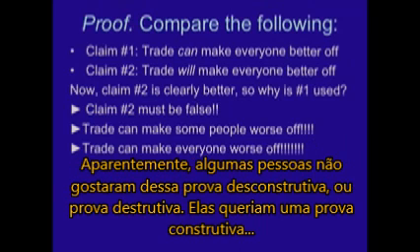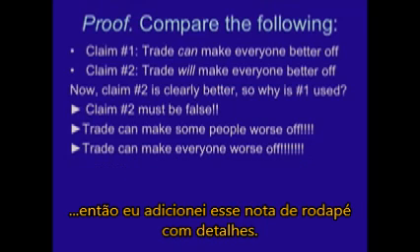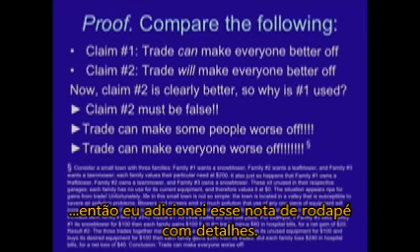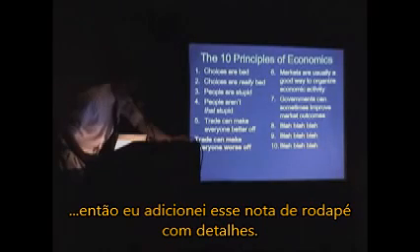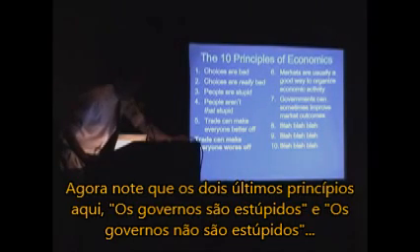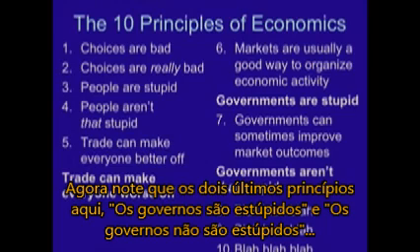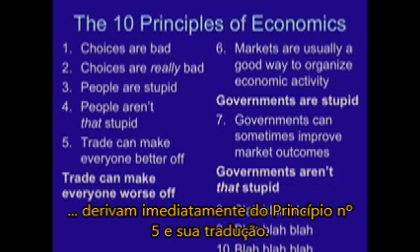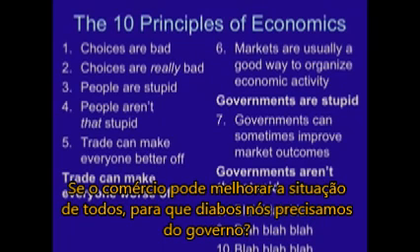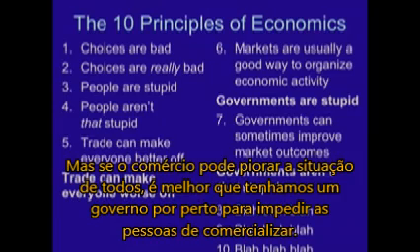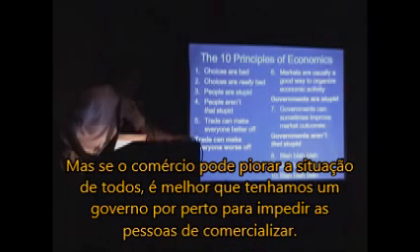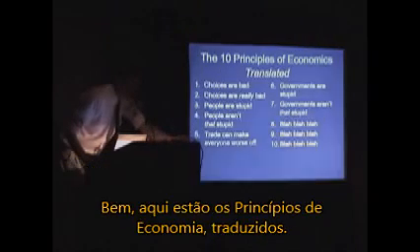Some people apparently didn't like this deconstructive proof or destructive proof. They wanted a constructive proof, so I added this footnote. There are the details. Now notice the final two here, governments are stupid, governments aren't that stupid, follow immediately from principle 5 and its translation. If trade can make everyone better off, what the heck do we need government for? But if trade can make everyone worse off, we better have a government around to stop people from trading.